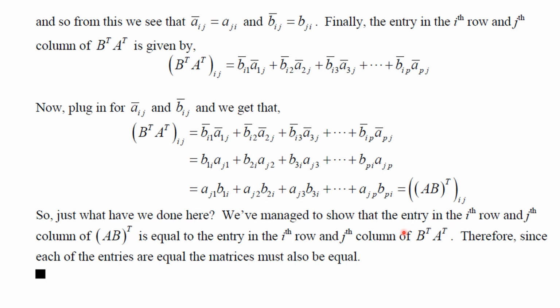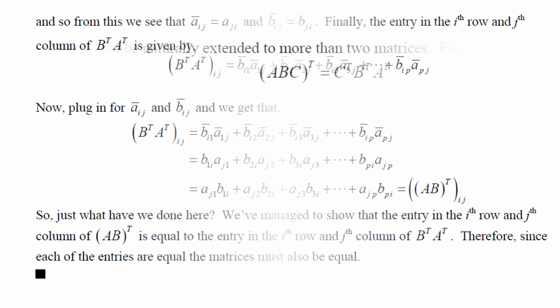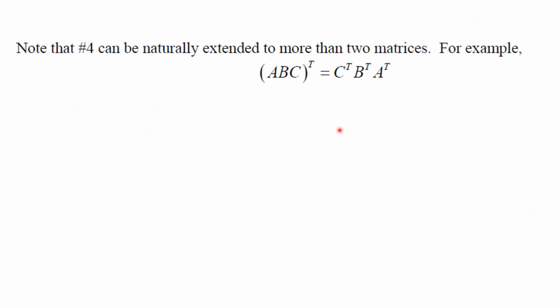So what have we done? Well, we've managed to show that the entry in the ith row and jth column of AB transpose is equal to the entry in the ith row and jth column of B transpose A transpose. Therefore, each of the entries are equal, and so that means that the matrices must be equal. Please check and make sure that you understand this proof. And note that for property 4, we could do this in more generality. So A times B times C, the transpose of all that is the product of the transposes in the reverse order.